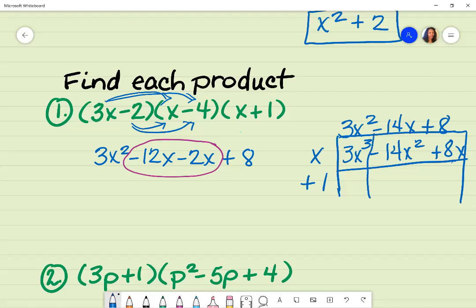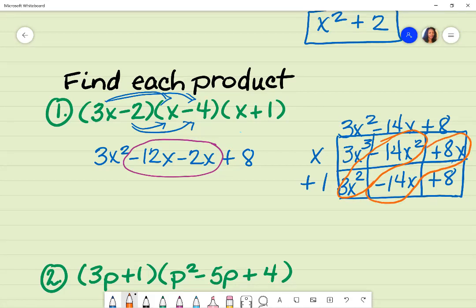All I did was multiply by everything that's on top. And then on the bottom, I just take 1 and I multiply times everything. Well, 1 times anything is itself, right? So it's still 3x squared, still -14x, and it's a positive 8. So now when I combine my like terms, I see diagonally, I have some x squareds I can put together. I see that I have some x's that I can put together.